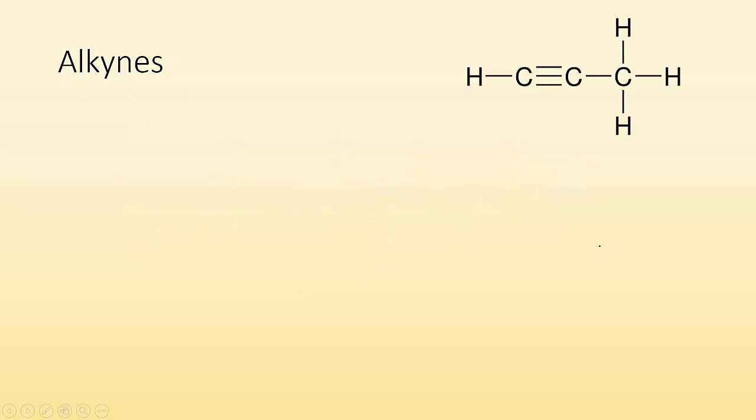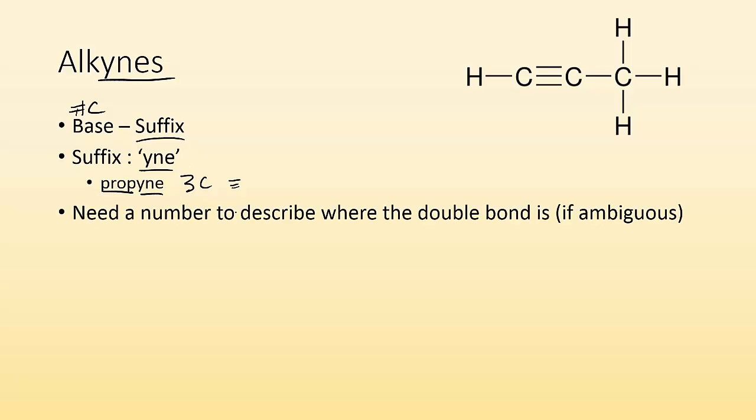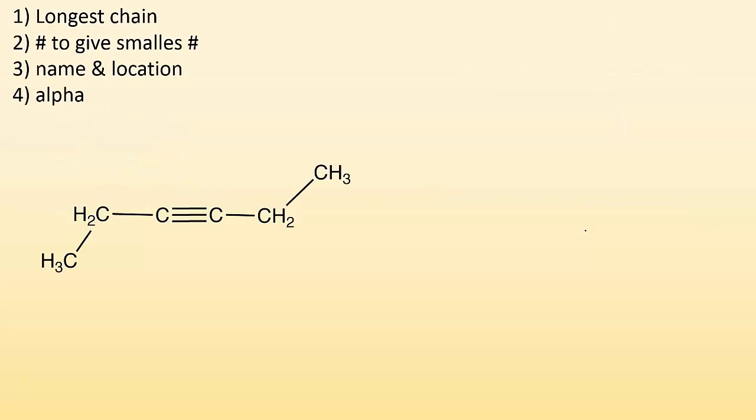Okay? All right, so alkynes, it's the same thing, except slightly different. The base suffix thing is still going to apply. You still say how many carbons do you have, and this time the suffix is different. You use "-yne" because it's an alkyne. So you'll see something like propyne, where you have 3 carbons and there's a triple bond somewhere in there because of the "-yne." So you need a number to describe where the triple bond is if it's ambiguous. Again, sometimes it can only be in one spot, so you don't really need a number.